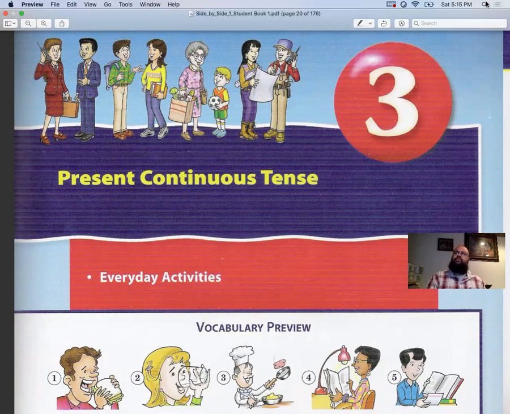Today, we're going to be starting chapter 3 for the basic level of Side by Side. So this is the basic level, book number 1, chapter 3. If you have your books, you could actually look in your book. It should be page 17.